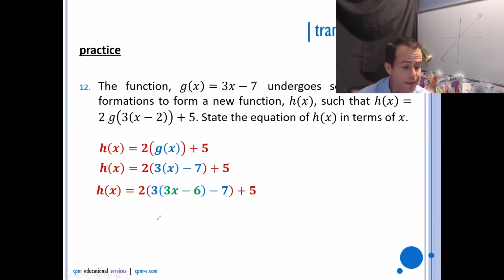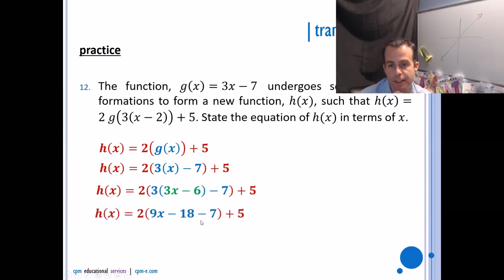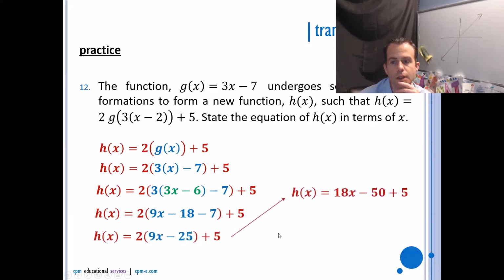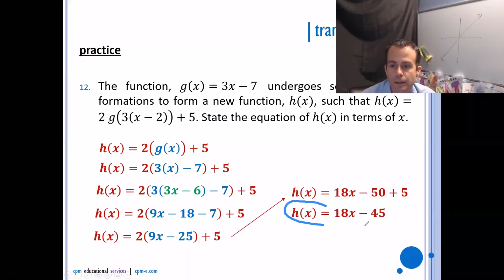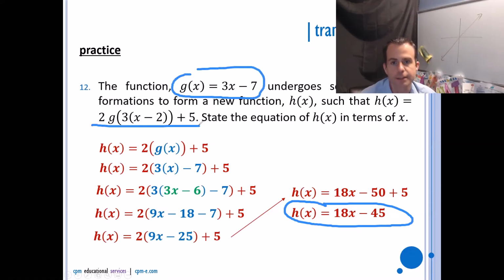Okay, so now that I've done that, this is the equation I want. I just have to clean it up a little bit. So this 3 will get distributed. So that'll be 9x minus 18 and minus 7. And then negative 18 and negative 7 would be negative 25. Multiply everything by 2. And then I can take my negative 50 and add 5. So I get h of x equals 18x minus 45. So this dude is the result of taking this dude and doing all of that stuff to it.